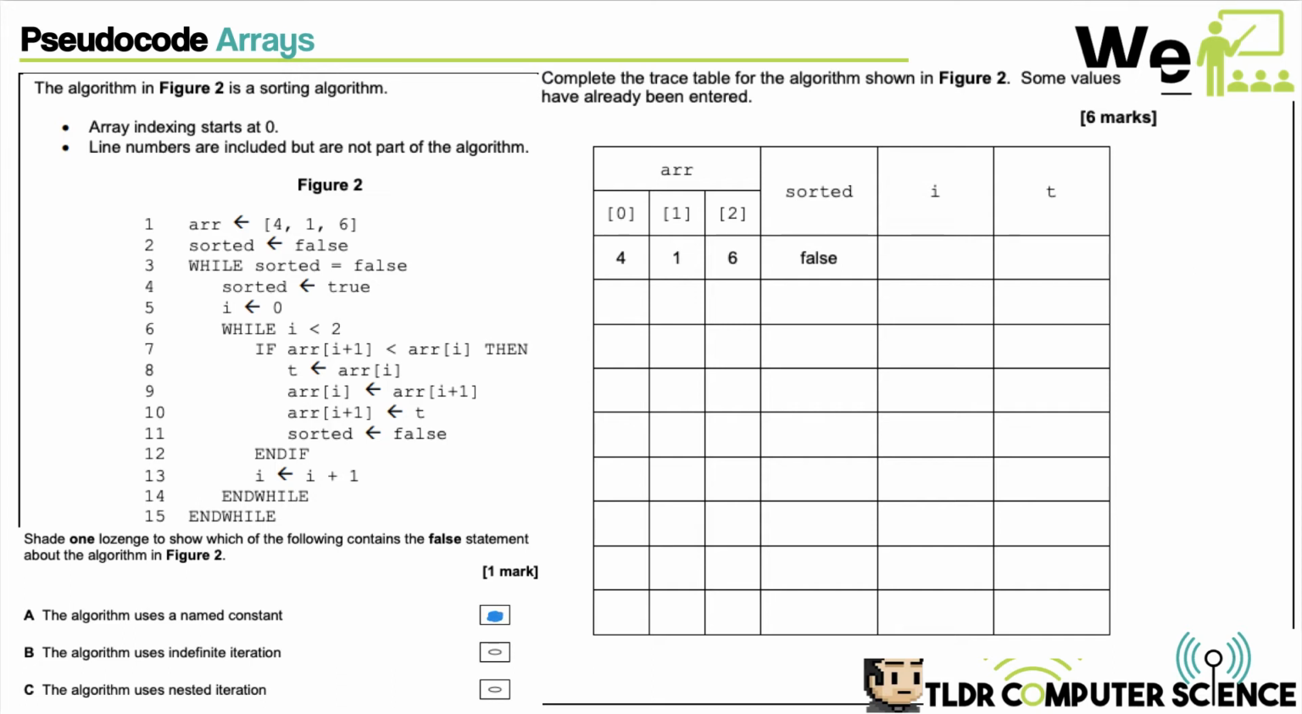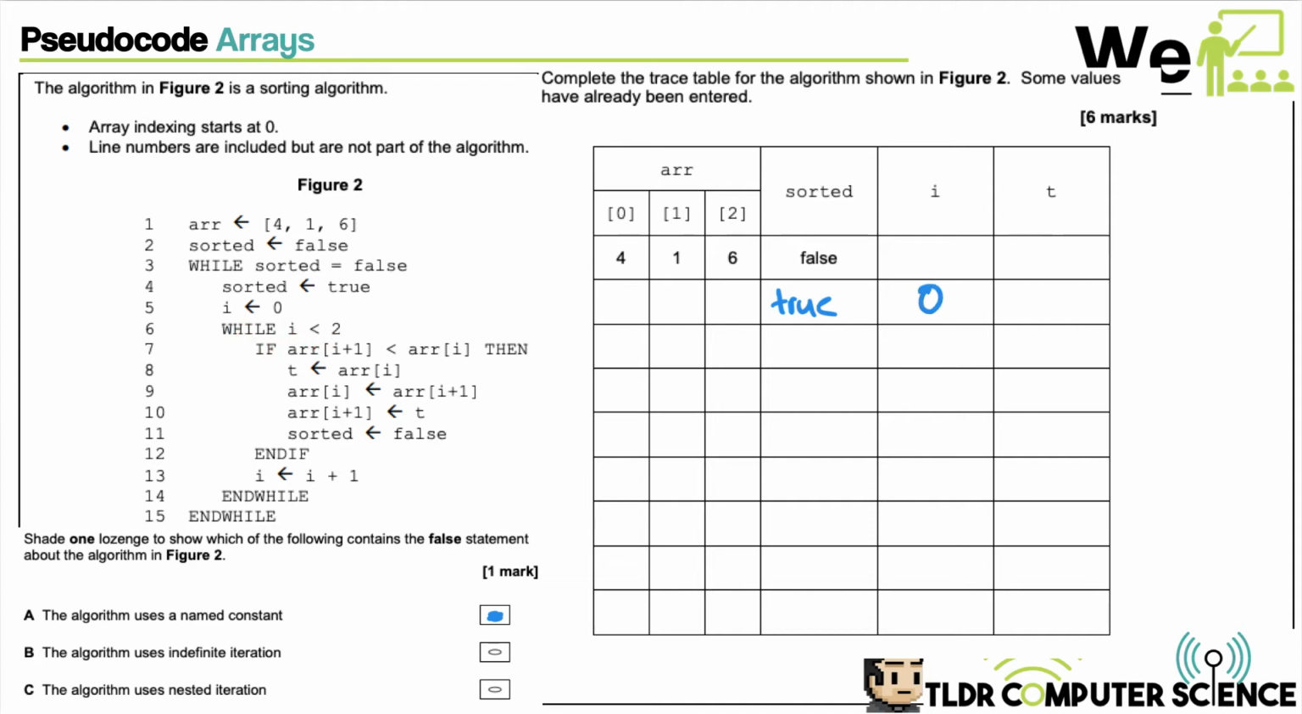All right, this is the trace table. Let's get it done. So 4, 1, 6, so that's the array here. Sorted is false, so it's there. While sorted equals false. Sorted is false, so continue. Then the first thing that happens is that sorted becomes true on this line here. I becomes 0.